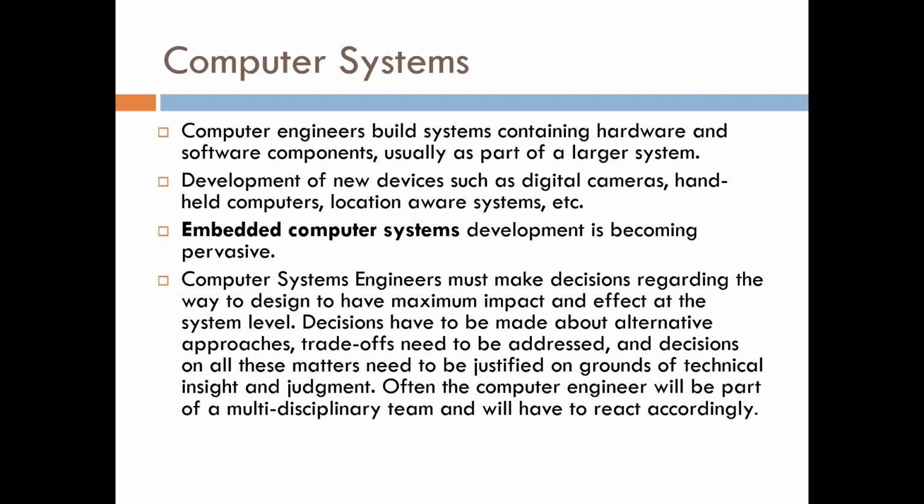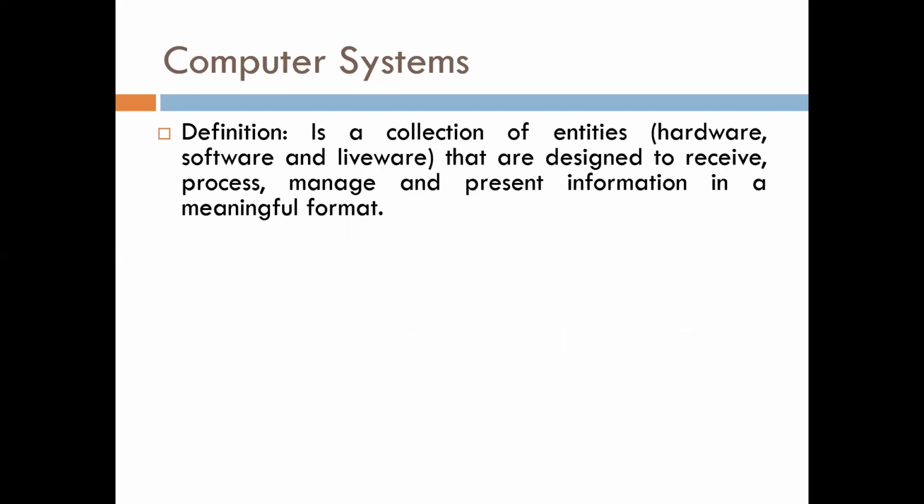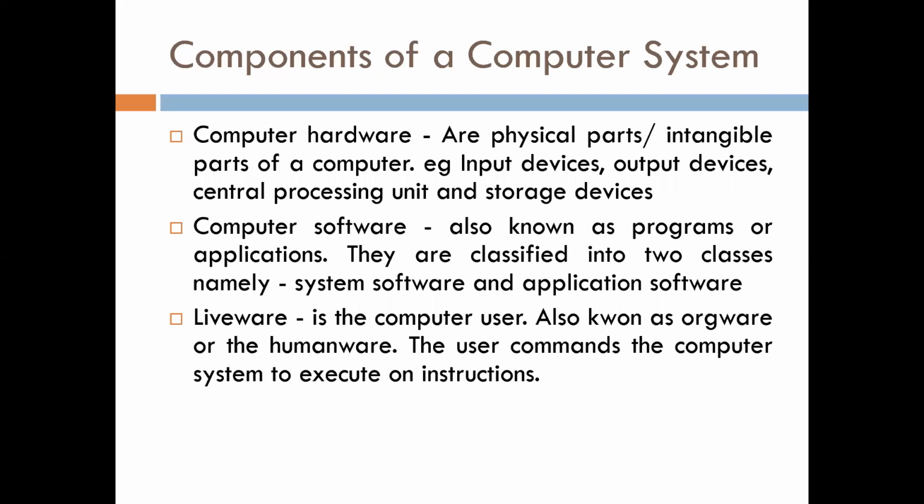So a computer system is defined as a collection of entities, which would be hardware, software, or liveware that are designed to receive, process, manage, and present information in a meaningful format. And this is kind of in the lines of what we did before in ECNG 1009, but now we have the hardware components to consider. So computer hardware are the physical, tangible parts of the computer, and they include input devices, output devices, the CPU, and storage devices.